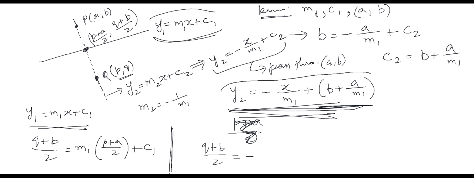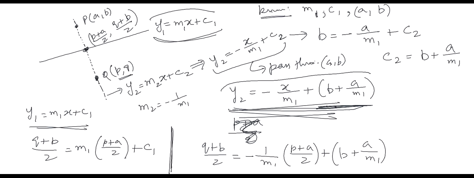I will write 1 over m1 multiplied by p plus a over 2, plus b times b plus a over m1. Is it okay? Yes, sir.